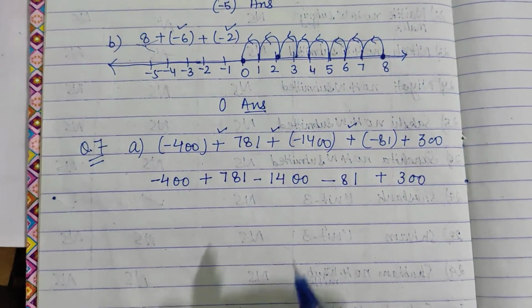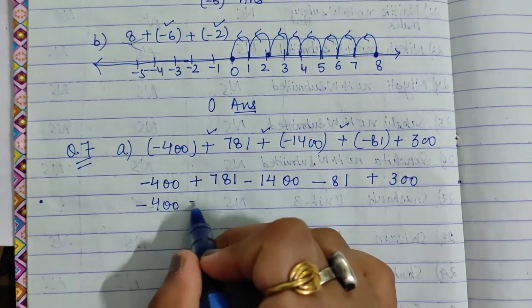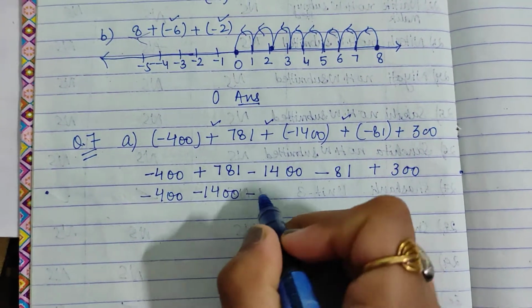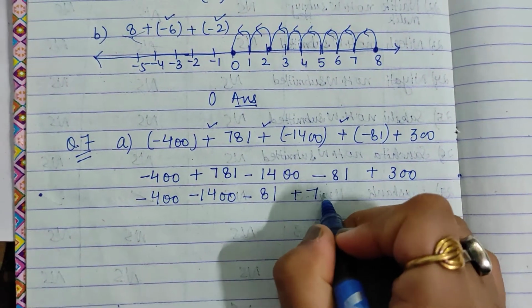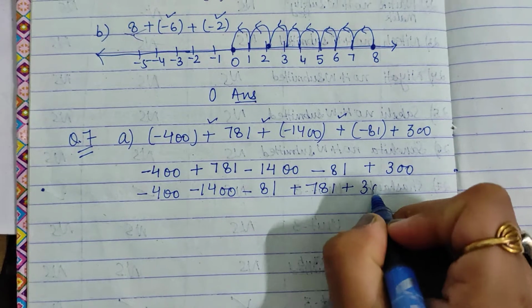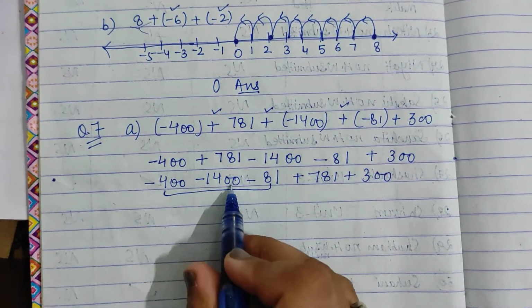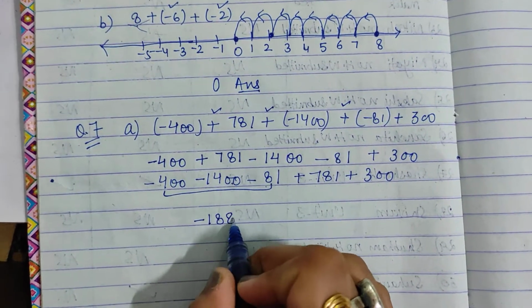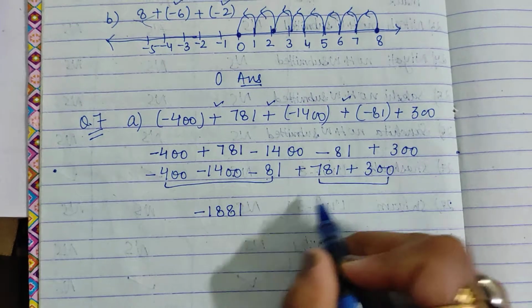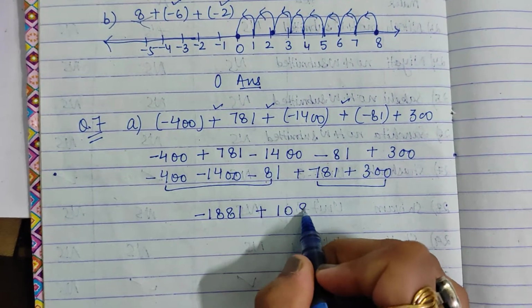Now the next step, which is a very important step, the step of segregation. You will segregate the negative and positive numbers. Segregate means separate. I have written all the negative numbers, then I am writing the positive numbers. You can write the positive numbers first also, it's up to you. Now I am adding all the negative numbers. 1400 plus 400, 1800, 1800 plus 81, 1881. I am adding the positive numbers as well. 781 plus 300 will give you 1081.